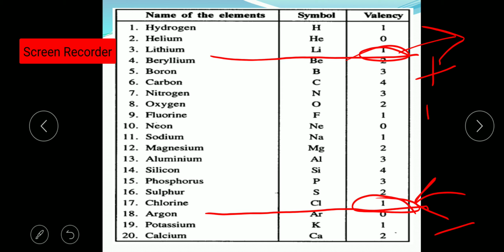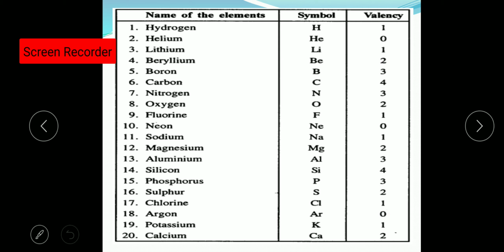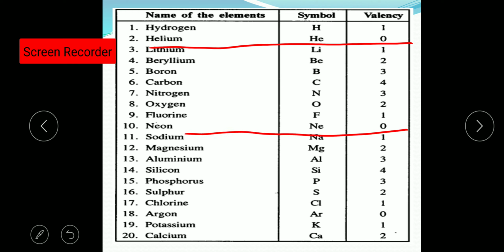Lithium gives the electron, so it is a metal, and chlorine takes the electron, so it is a non-metal. Okay, so this is the basic difference. And why do the elements lose, gain or share electrons? Just to get the electronic configuration of the nearest noble element like helium, neon, argon. According to your syllabus up to standard 10, you must remember these 20 elements with their electronic configuration.